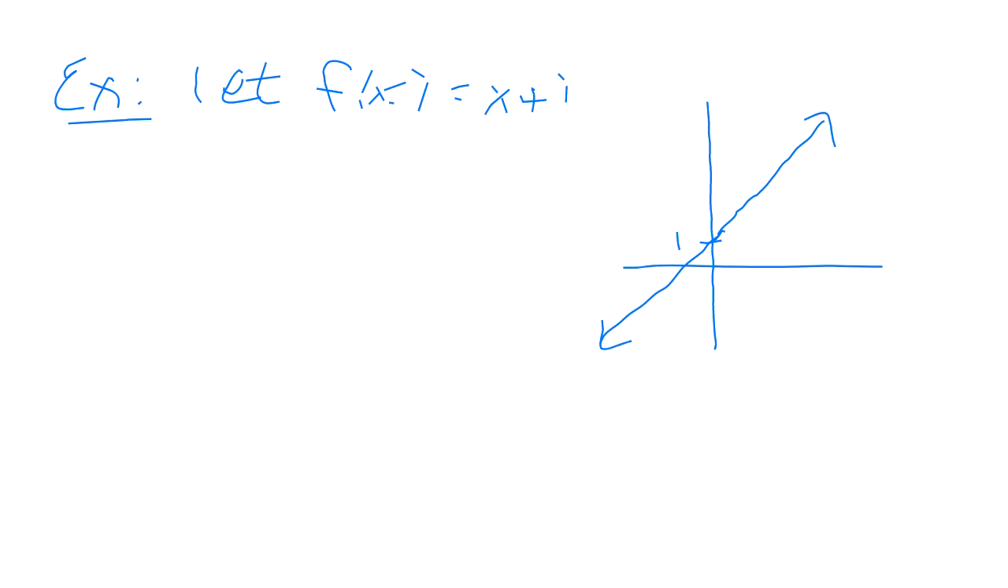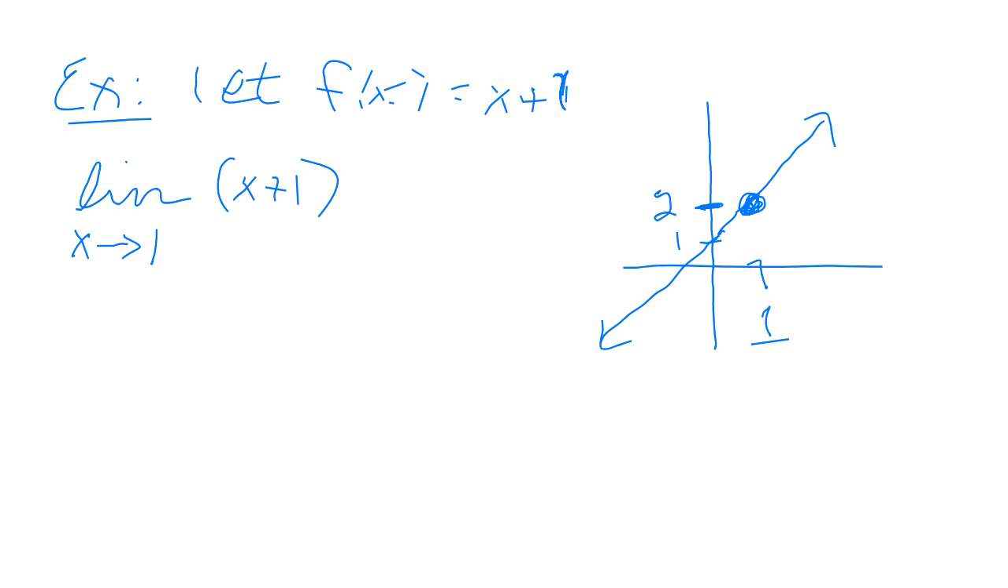And what we're going to do is look at the limit as x approaches 1 from both sides of f of x, which is actually x plus 1, so I can put that in there. And then the question is, as x approaches 1 from both sides, what height do we approach on the graph? The answer is obvious in this case: we approach a height of 2. So the limit as x approaches 1 of the function x plus 1 exists and equals 2.